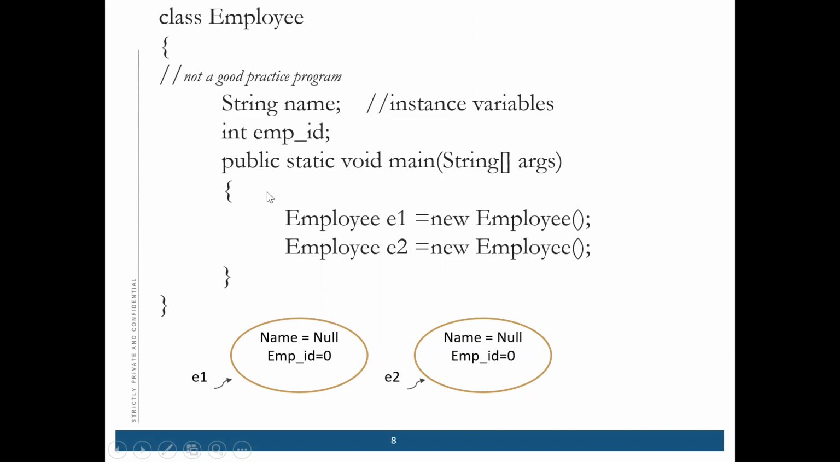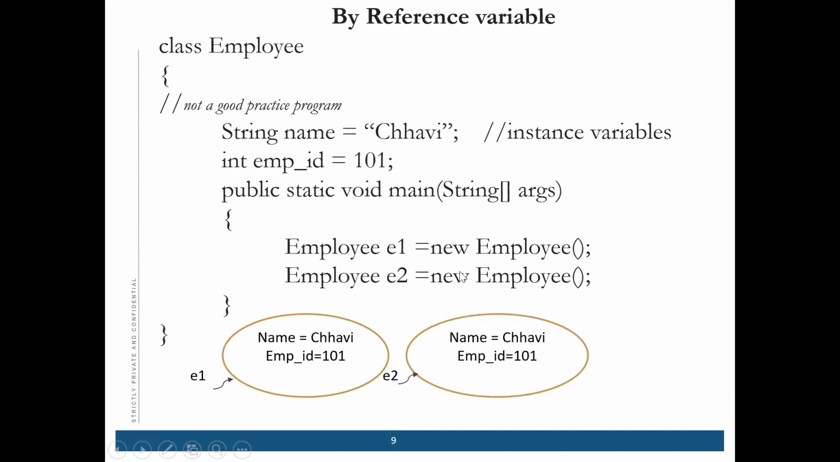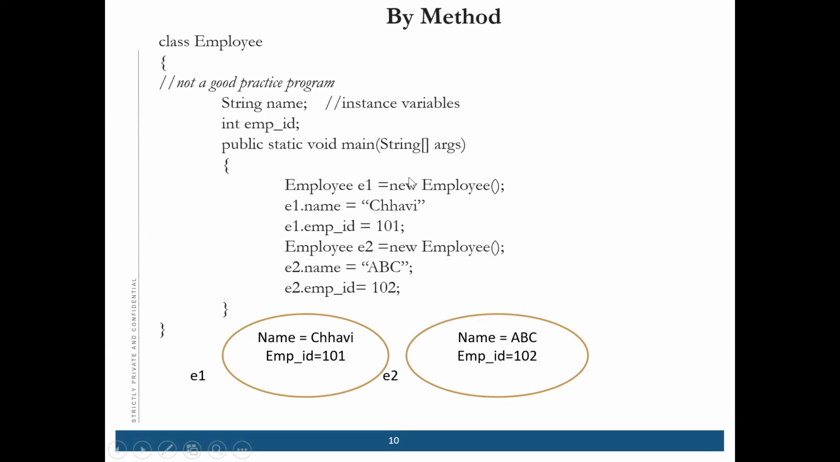Now this is not a good program, right? All the null values. So what will we do about that? Another step is to give the string name as Chavi and employee ID as 101 in the instance variables. But this is also not a good practice. Why? Because in E1 it will be stored as Chavi, and in E2 it is also stored as Chavi. So you are hard coding the name as Chavi and employee ID as 101.